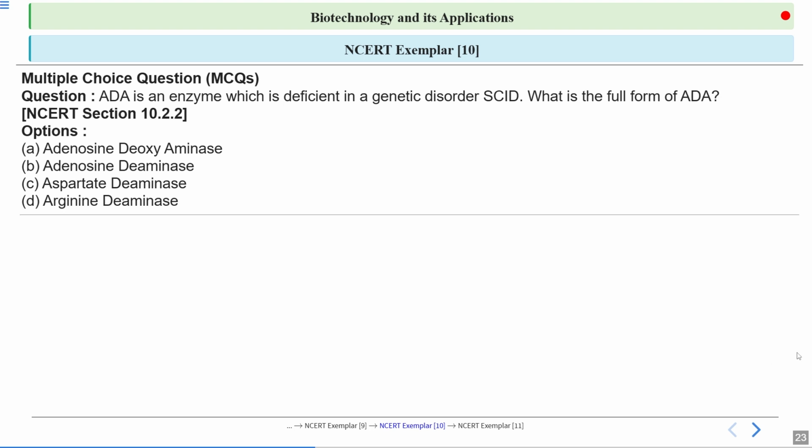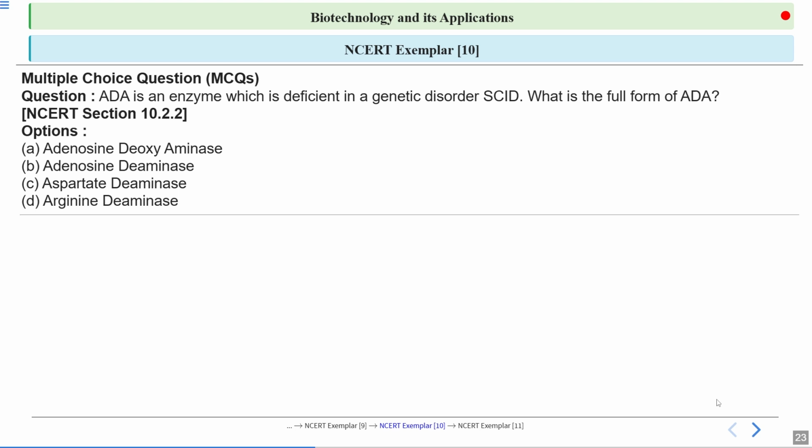Next question, it is also a multiple choice question, and it is related to the previous question. The question says that ADA is an enzyme which is deficient in a genetic disorder SCID. So what is the full form of ADA? We have seen it in the last example question also. This is from NCERT section 10.2.2, and the options are: first, adenosine deoxyaminase; B, adenosine deaminase; C, aspartate deaminase; or fourth, arginine deaminase.